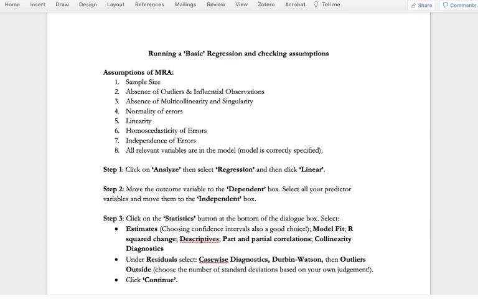Finally, independence of errors. So this assumption is always going to be there basically, and we can't test for it. Independence of errors, you have to do based on study design. Here, we're just going to assume that whatever they use to test for this gives us independence of errors, even if probably it doesn't. And then the final assumption here is that all relevant variables are in the model.